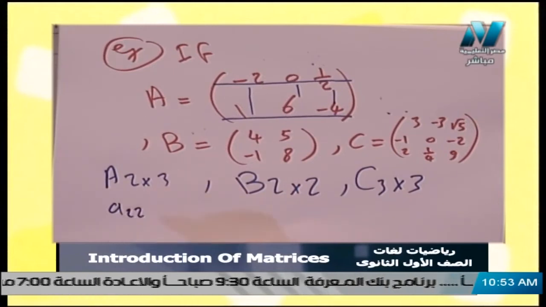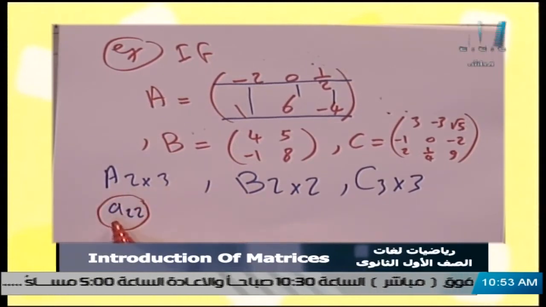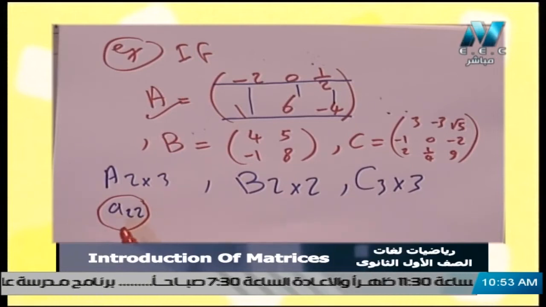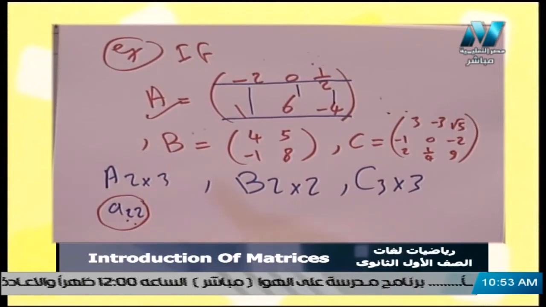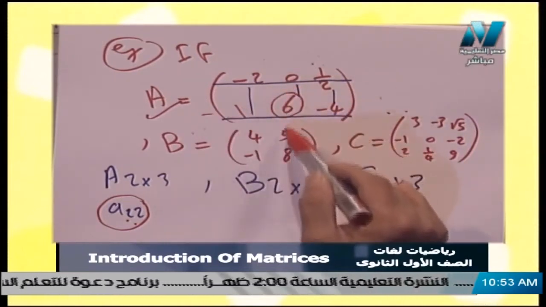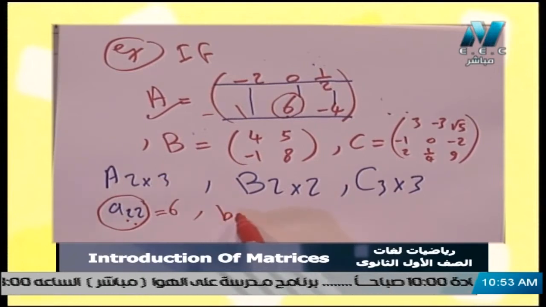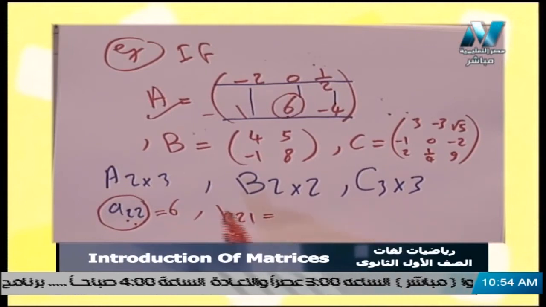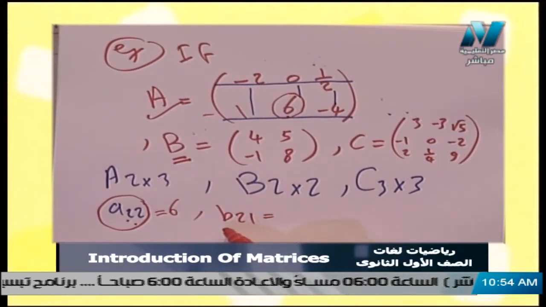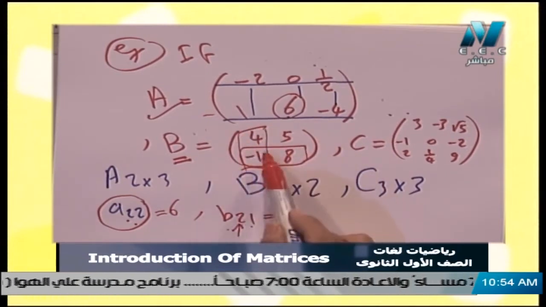And we would like to write the following numbers. What is a22? Look carefully at this. Because it's small a, it's an element inside the matrix A. a22 means the element in the second row and second column. Second row and second column is this number, so it's 6. If you want to find the element b21, the small b21 lies in the matrix B. So b21 means the element in the second row, which is this row, and first column, which is this one, so it's negative 1.